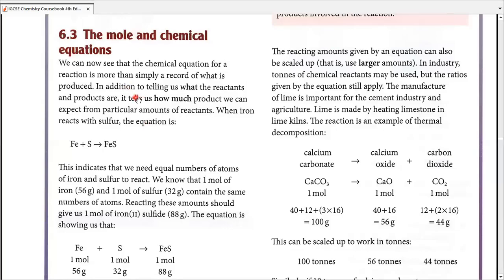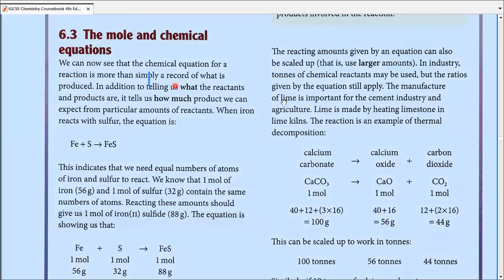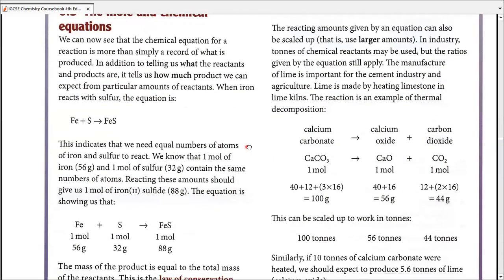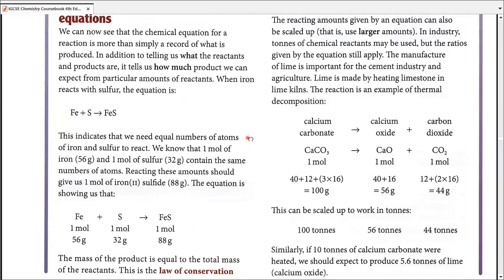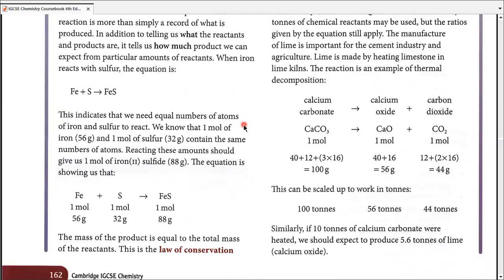So my last lesson was about 6.3, the mole and the chemical equations. Now, chemical equations clearly tell us how many moles of reactants react to form how many moles of products. And the idea is really very simple. A balanced chemical equation helps you with it. And these are actually very easy numbers. Take a look at this equation.